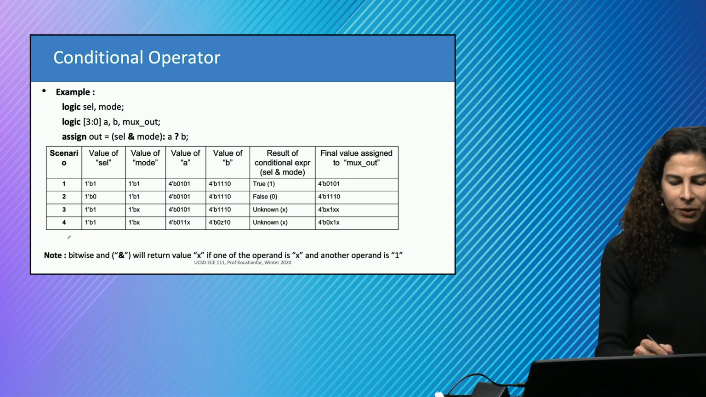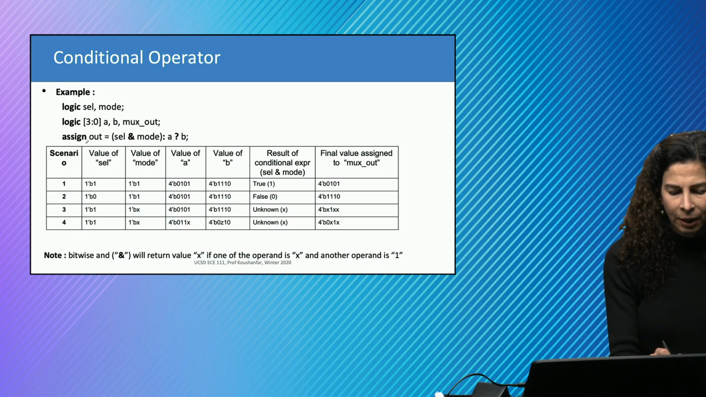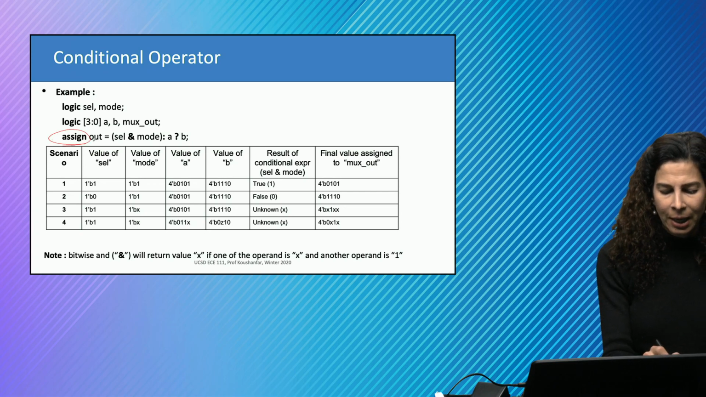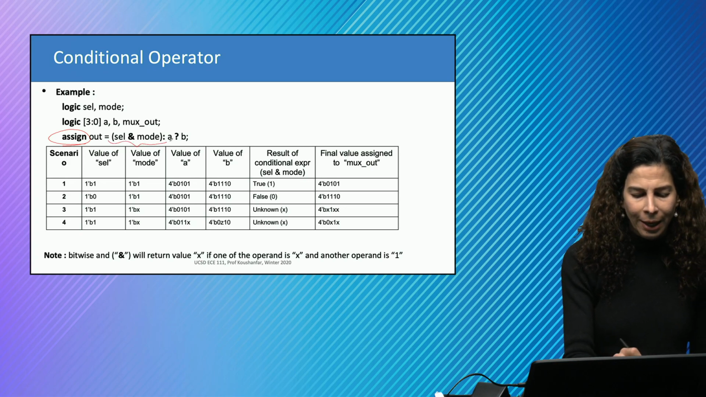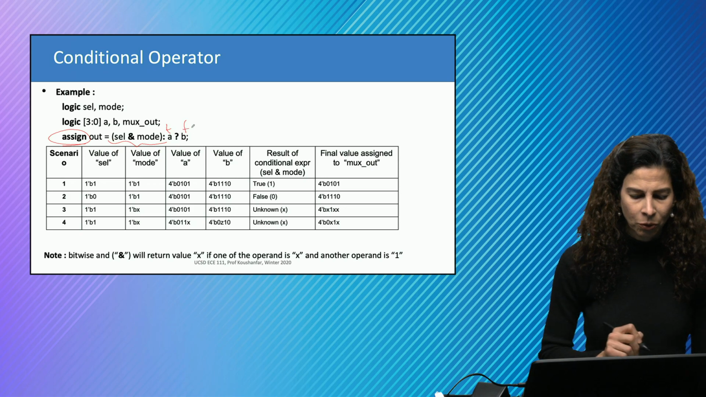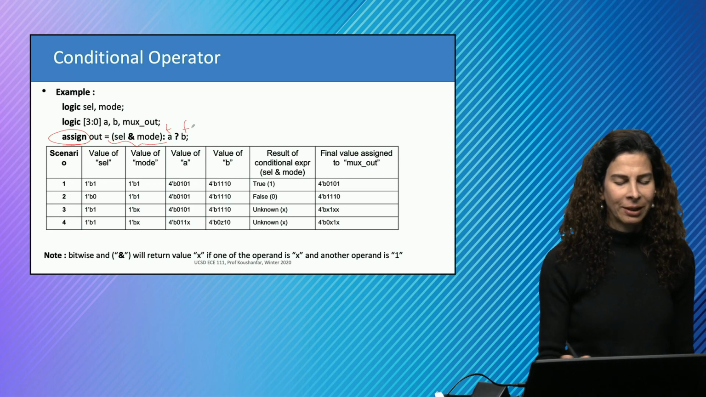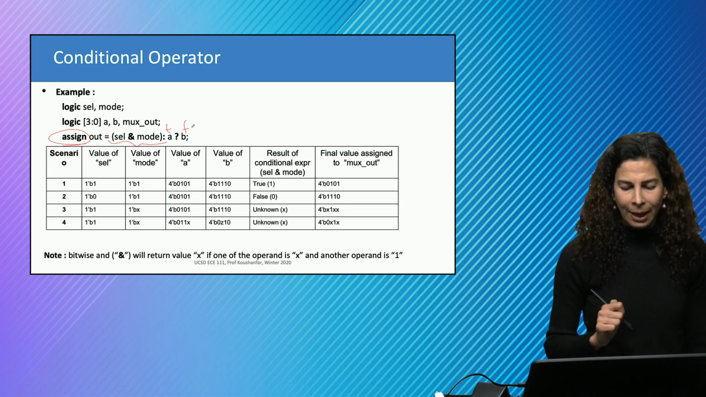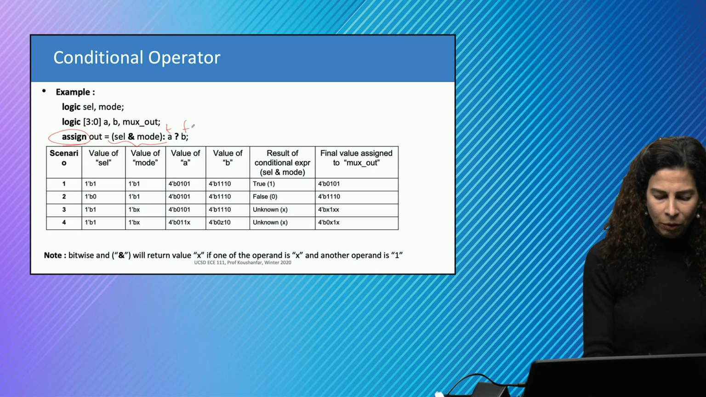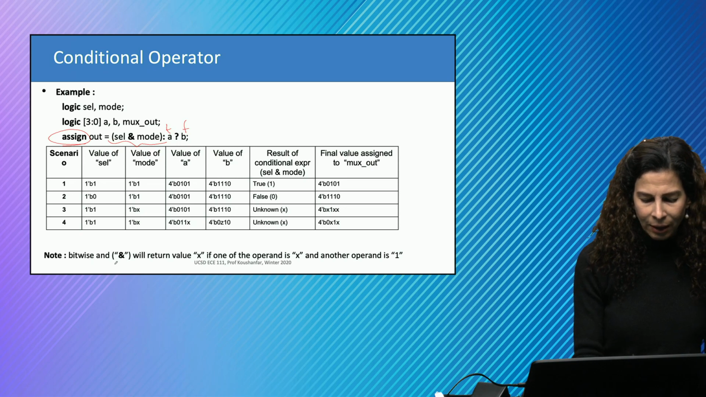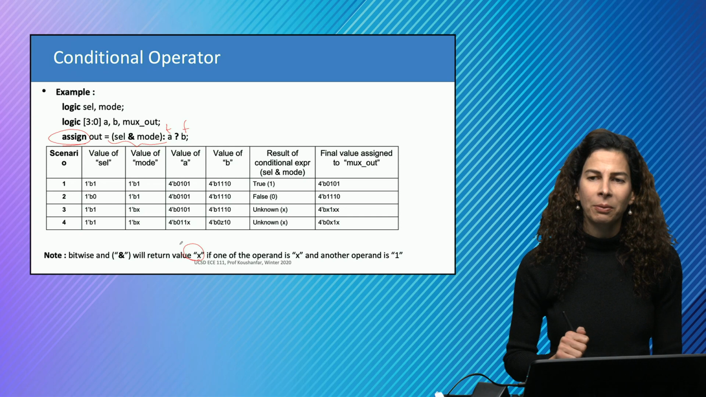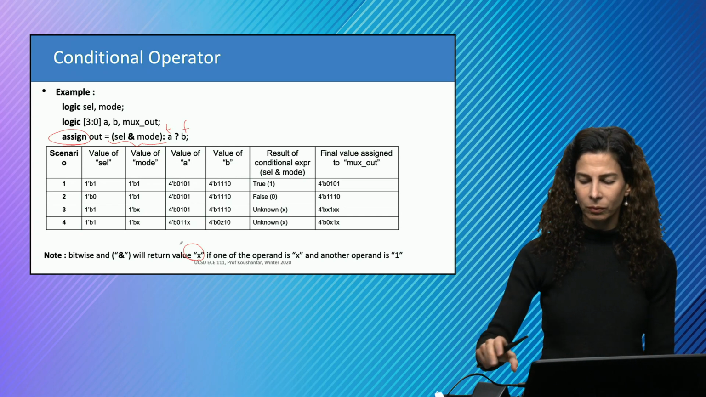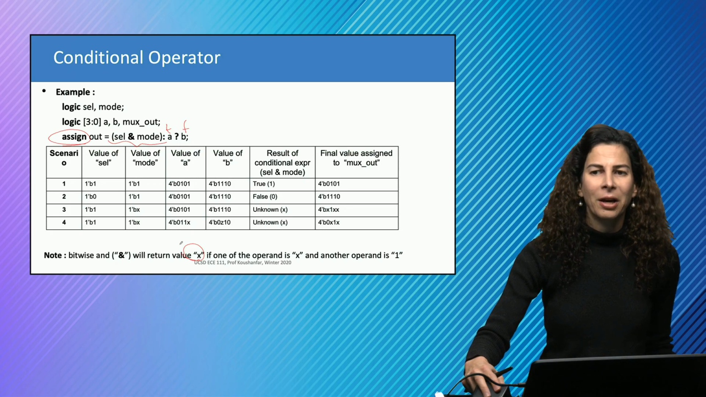Here we see an example for this conditional operator. Here, as we've seen earlier, we have the assign. The output is going to be A if this expression here is true, and if this expression is false, we're going to have this B. We could write the truth table for this expression as you see on this slide. And the one thing to remember is that the bitwise AND will return the value don't care if one of the operands is a don't care and the other operand is a 1.